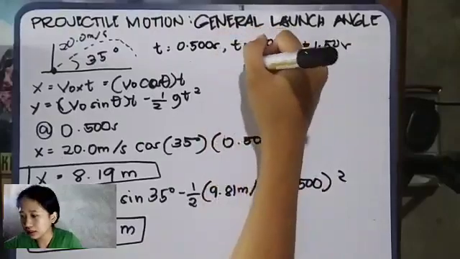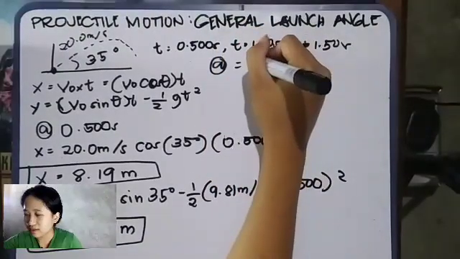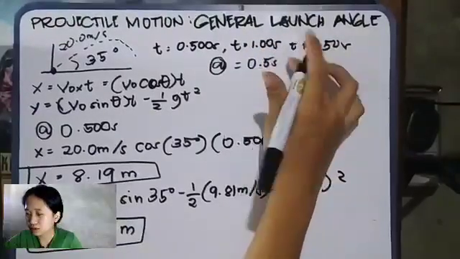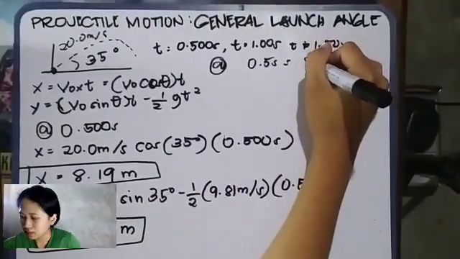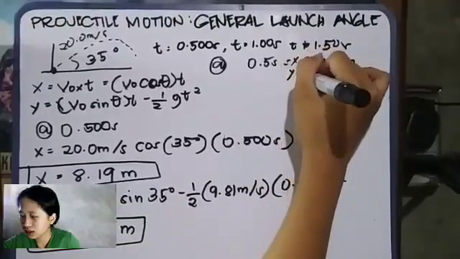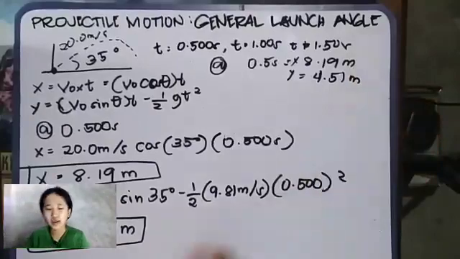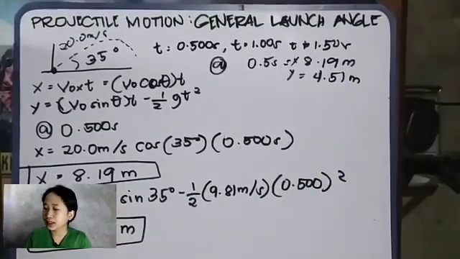So, ilista lang natin dito muna. Kasi ipapalit ko na lang. So, 0.5 seconds, x is 8.19 meter. Then sa y na 4.51 meter. So, para makuha naman natin yung sa iba, papalitan lang natin yung time na to.